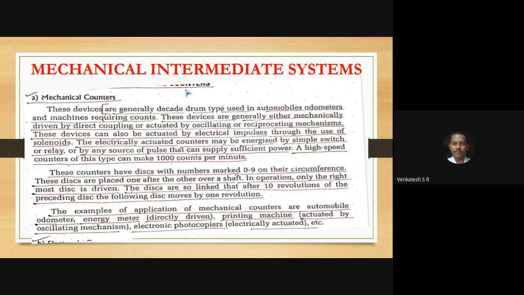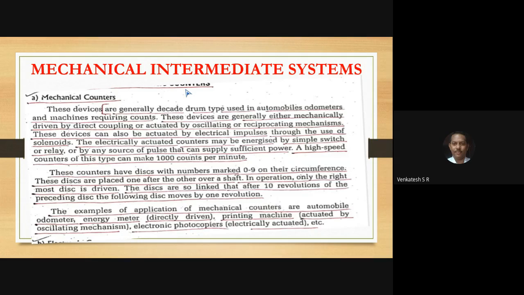So that is the ascending order. For the printing of ascending order, there is an instrument available. That's called a mechanical counter. From that, you can read the numbers. So a good example is the speedometer or odometer, and in the printing press for printing the number of copies. So that is the mechanical intermediate system that gives the output in terms of numbers. So this is very, very important.